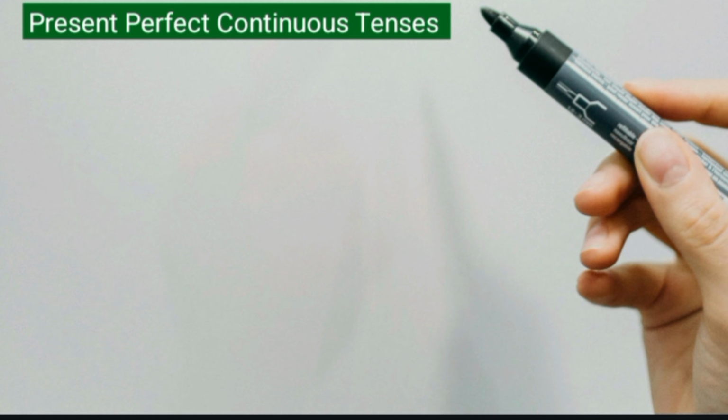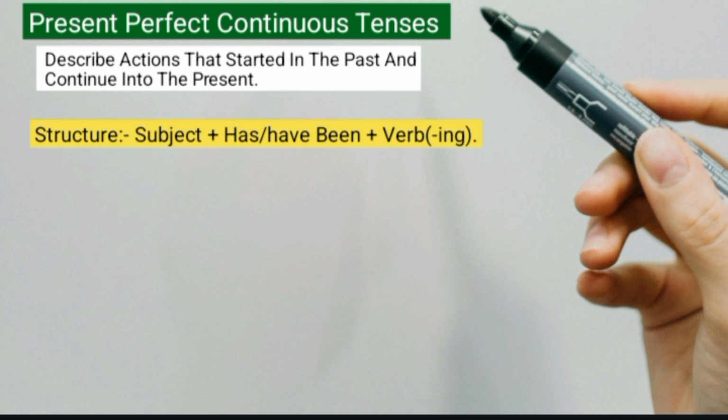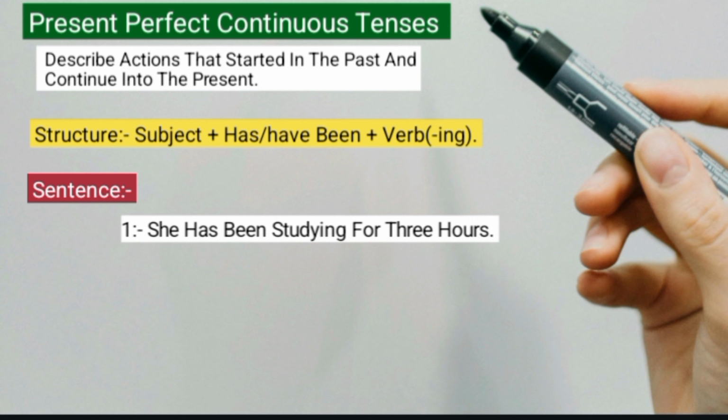Present perfect continuous tense. Present perfect continuous tense describes actions that started in the past and continue into the present. Again, the structure to write these sentences is very simple: subject plus has, have been plus verb with ing. For example, she has been studying for 3 hours.